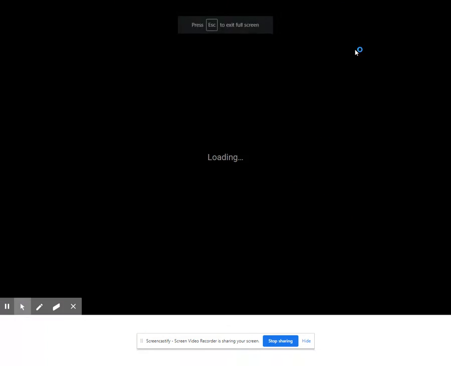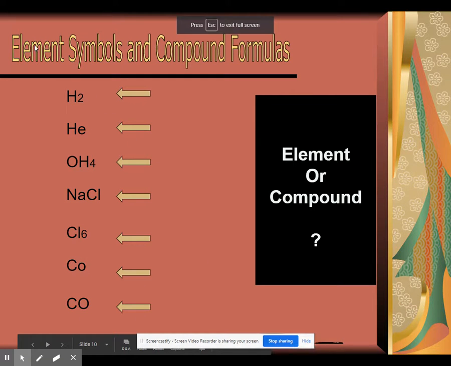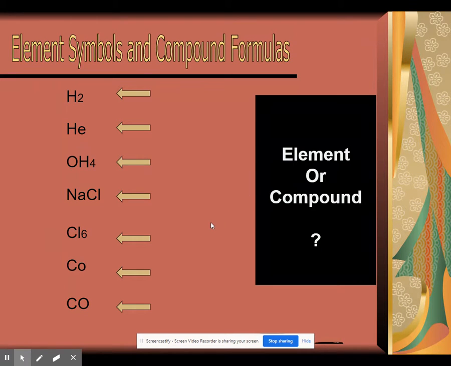So let's practice it here. I'm going to go ahead and present element symbols and compound formulas. So you're going to determine if it's an element or a compound. So if you look here, we have capital H with the little subscript 2. So is that an element or a compound? It's an element. There is only one capital letter, which means it's an element. You can find a capital H, hydrogen, on the periodic table. Even though it has a subscript 2, it's considered an element. Remember, a compound must have two or more elements.